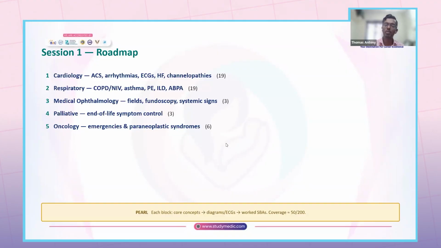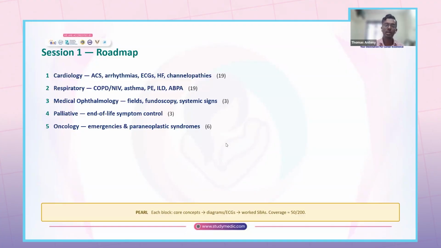In cardiology, we will be discussing acute coronary syndromes, then arrhythmias, ECGs, heart failure, channelopathies. Respiratory: COPD, NIV management, asthma, pulmonary embolism, ILD, and ABPA. This itself will have some 19 questions each. So this is a major chunk of the MRCP Part 2 exam, so it's important that you know cardiology in and out. We will be discussing a summary of what you should be knowing.